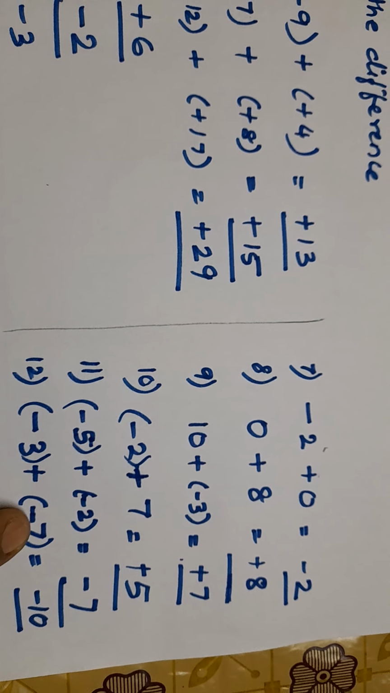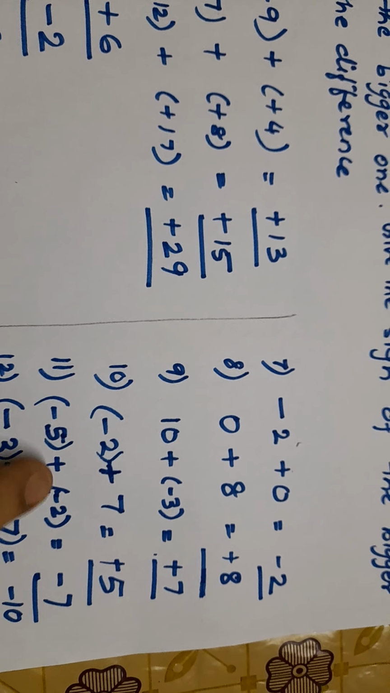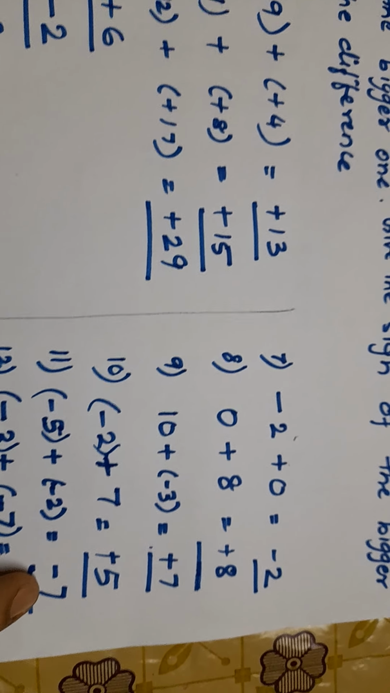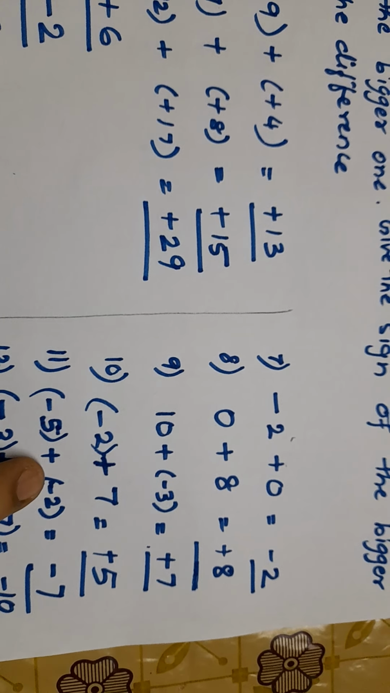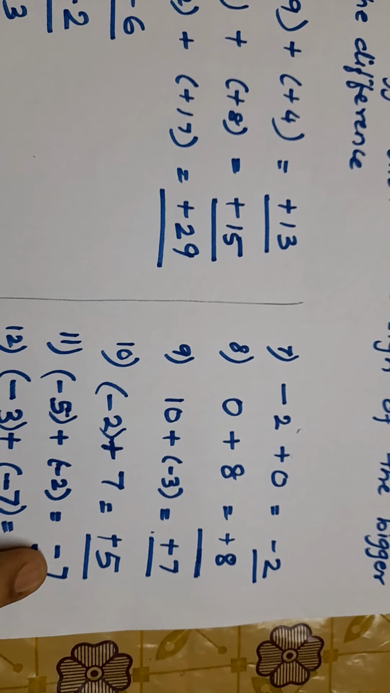In both these examples we have minus sign to both the numbers. So we will simply add the numbers ignoring the sign, like 5 plus 2 will be 7, but the common sign between the two numbers is minus, so we will give minus 7. The answer will be minus 7.